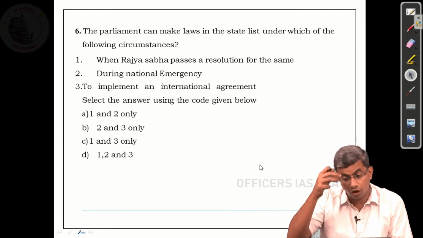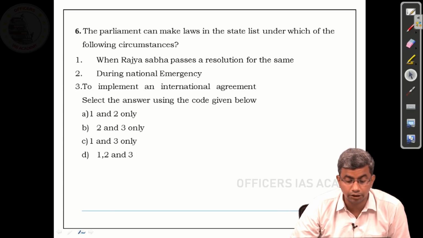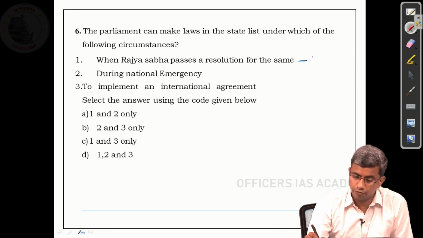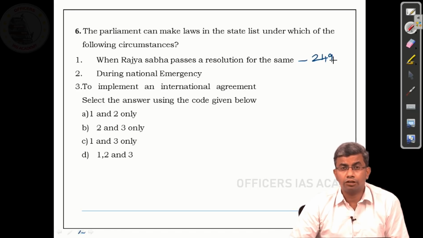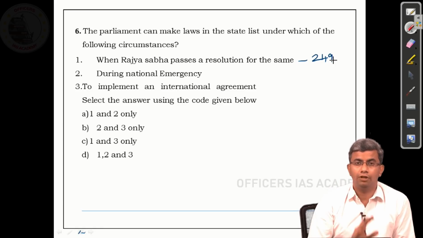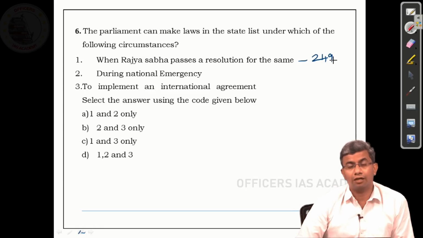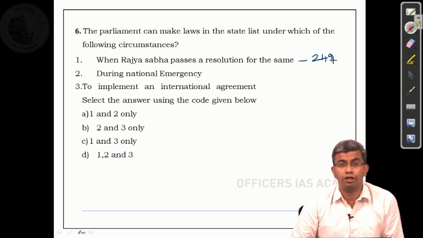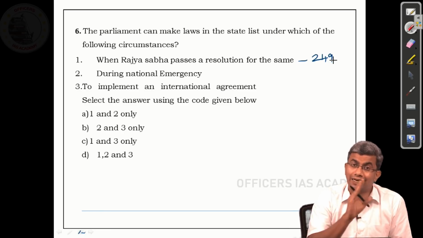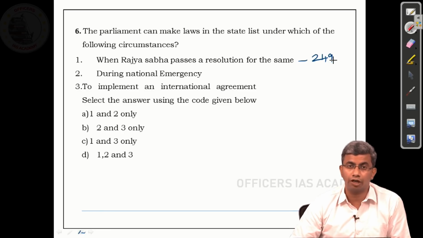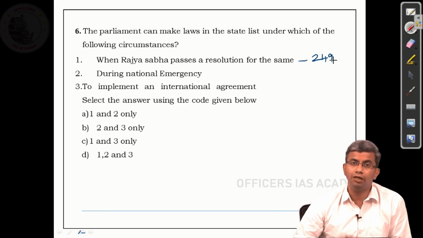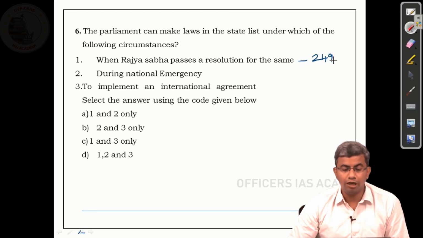The Parliament can make laws in the state list under which of the following circumstances? When Rajya Sabha passes resolution for the same, yes, Article 249 we have seen. When Rajya Sabha passes resolution by 2/3 of members present and voting, full stop. It doesn't require that additional condition which is usually associated with a special majority, which is also majority of the total membership of the house. That condition is not necessary for Article 249. Just 2/3 of members present and voting. If Rajya Sabha passes a resolution, then Parliament gets the power to legislate on state list.